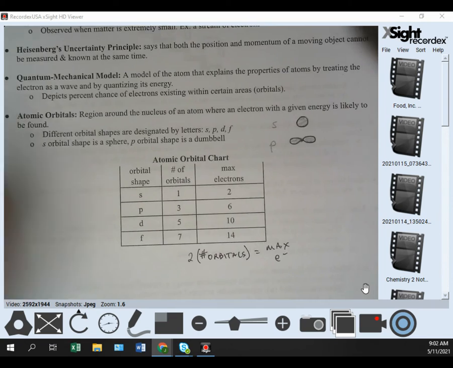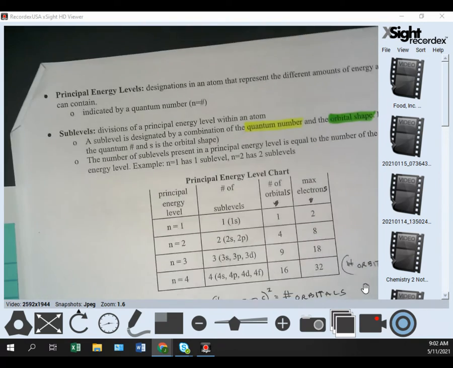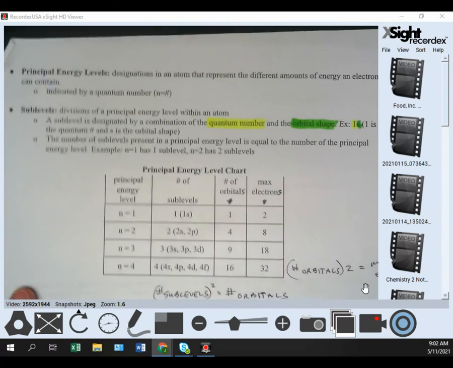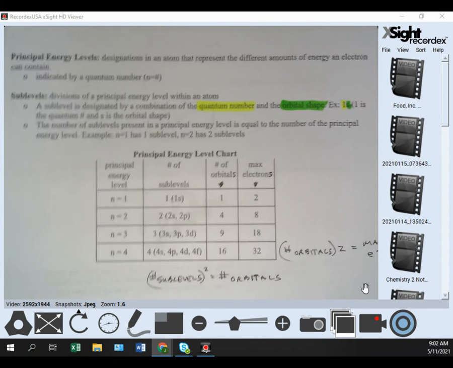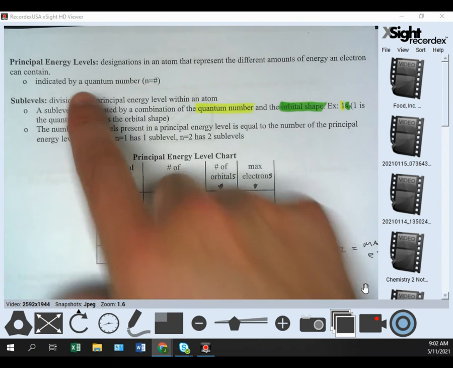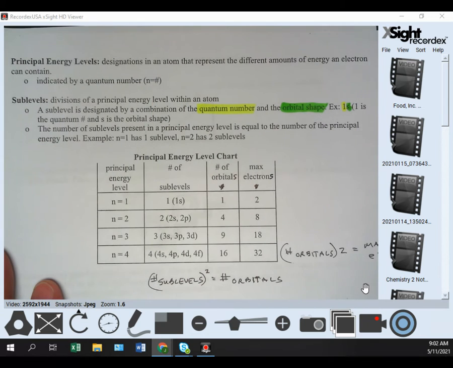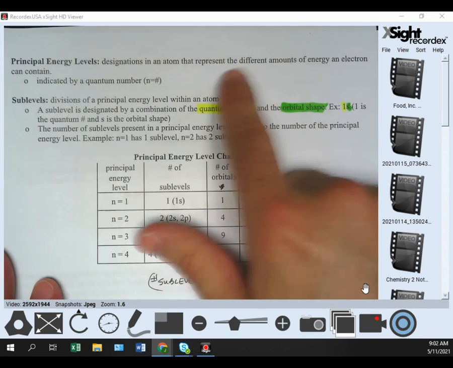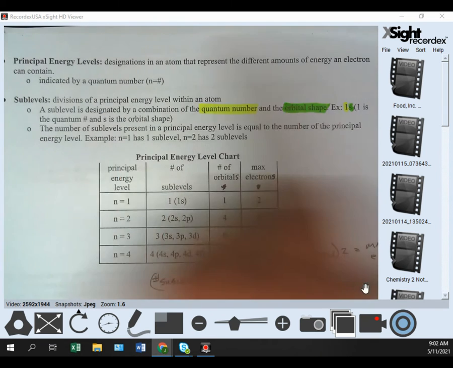Okay, let's flip it. Principal energy levels. All the principal energy levels are, is they are the energy levels in an atom. They represent the different amounts of energy an electron can contain. They're indicated by the quantum number n equals.